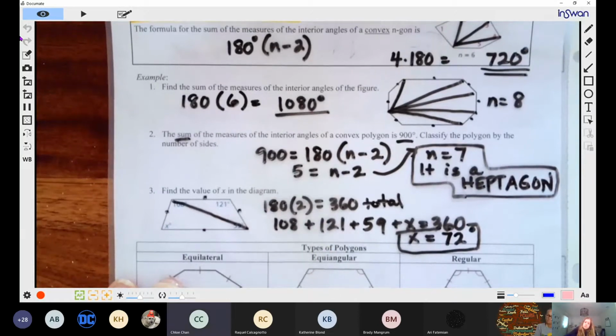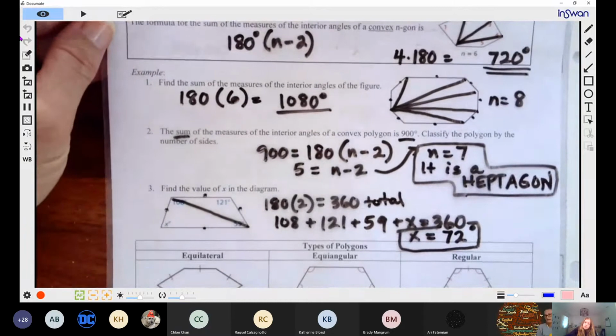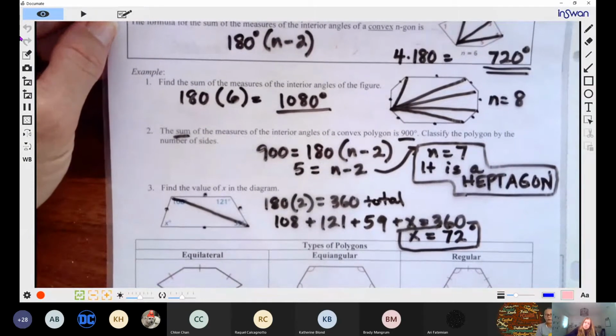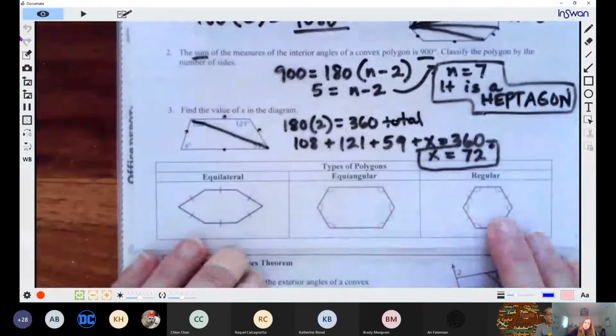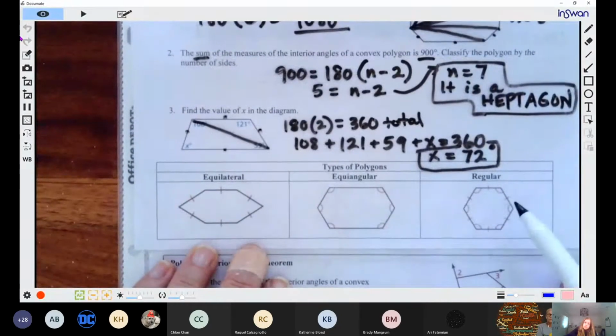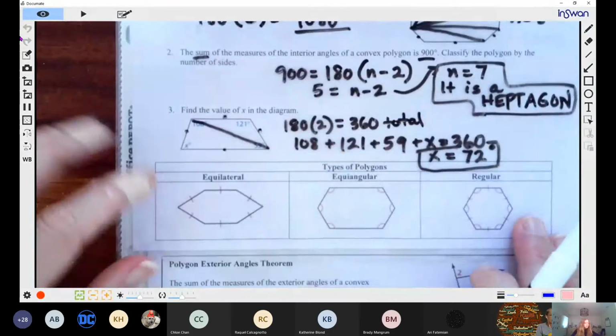Okay? Thank you, Chloe, for asking that. I do sometimes go a little faster because I know this down pat, but sometimes I have to remember. Some of you have never seen this before, so I got to remember that. All right. Types of polygons. So I'm going to move on from those types of problems. You'll have plenty of practice.